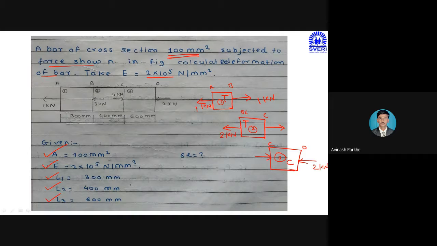At one side you have to do the addition, and at the other side you have to go for the subtraction. That is, here at the left side, 3 minus 1.